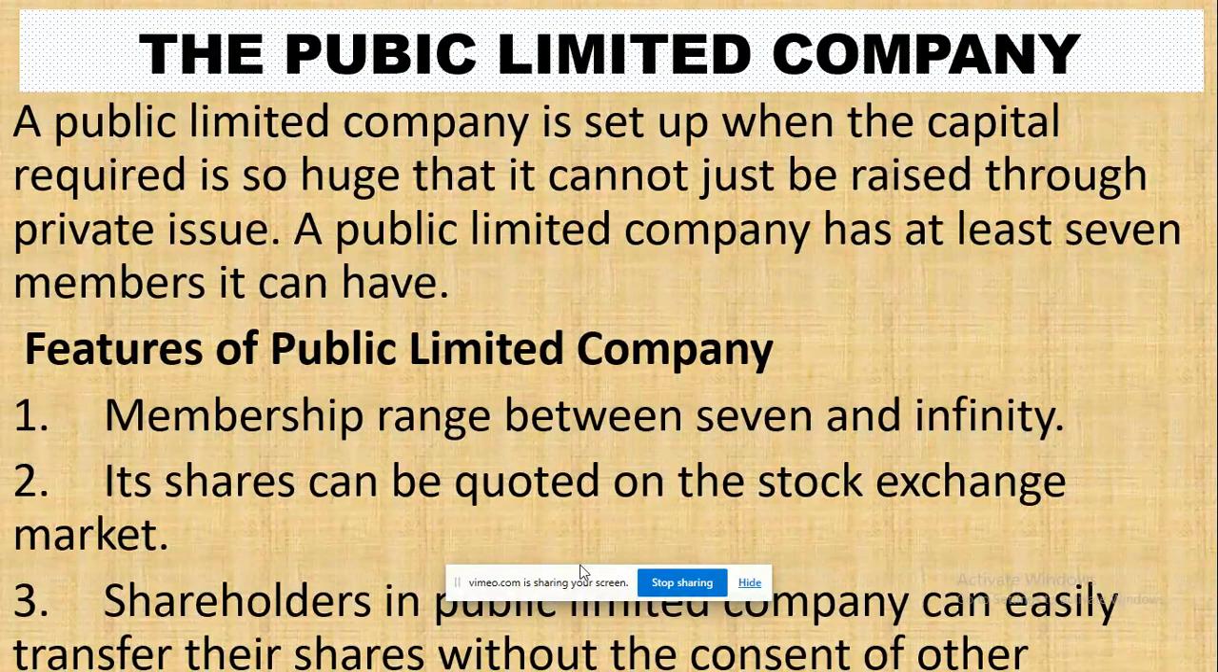Features of public limited companies. Membership range is between seven to infinity. The minimum number of members they can have is 7, while the maximum is more than 50. It can be 100, it can be 1 million. It is infinity. Its shares can be quoted on the stock exchange market. Shares in a public limited company can easily be transferred.